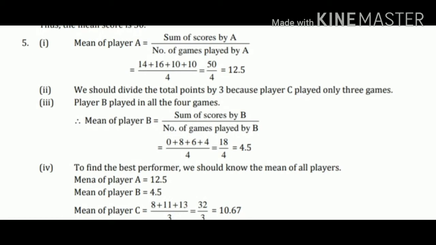Now in the fourth question, you have to find the best performer. So whenever you get such kind of questions, you have to find the mean of player A, player B and player C, and then out of that you have to select which mean is the maximum to determine who is the best player. So seeing the results, you can say that player A is the best performer.